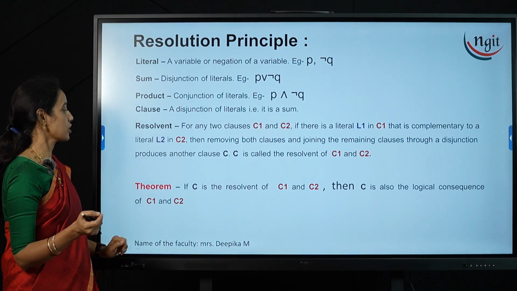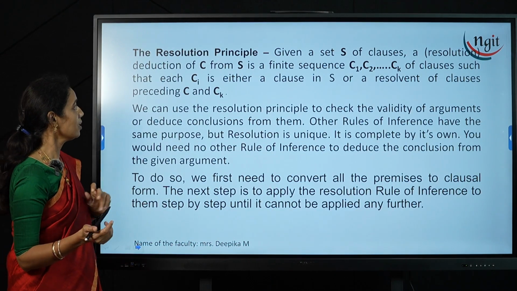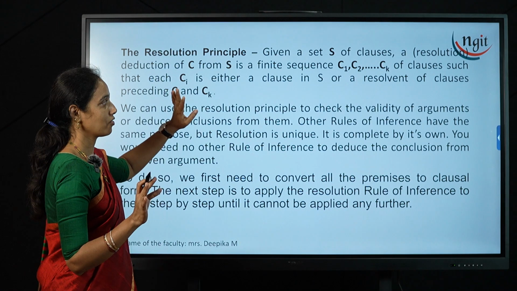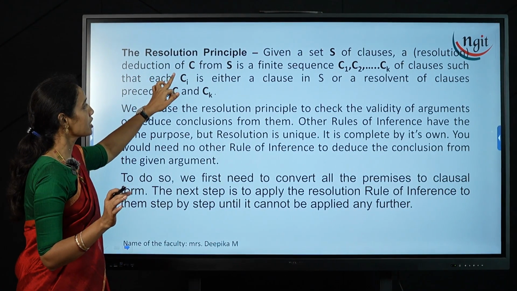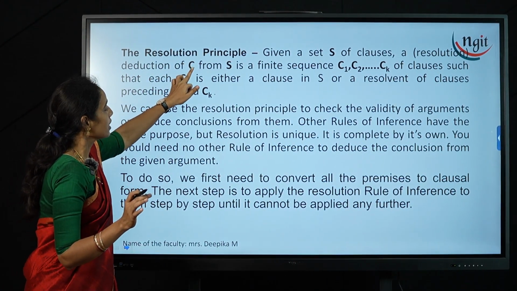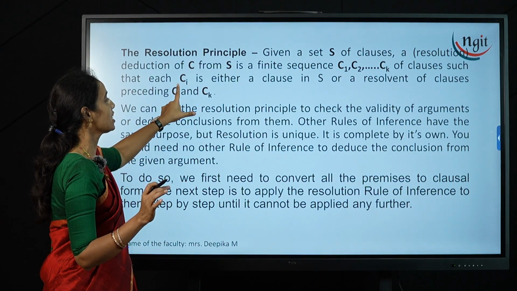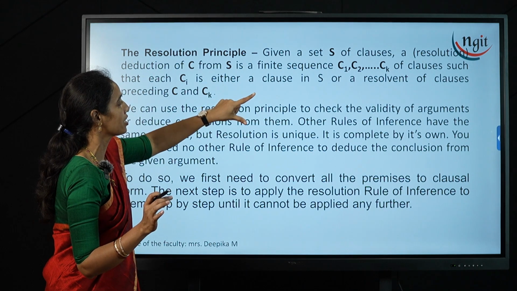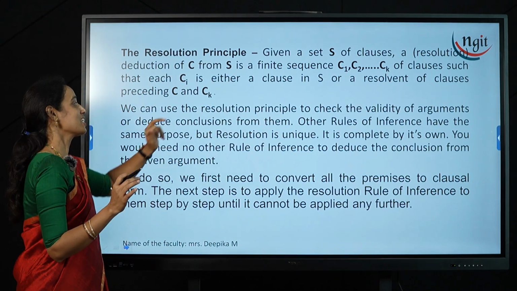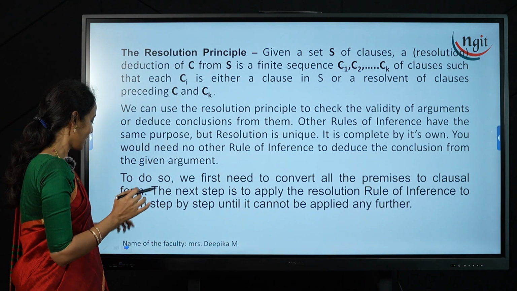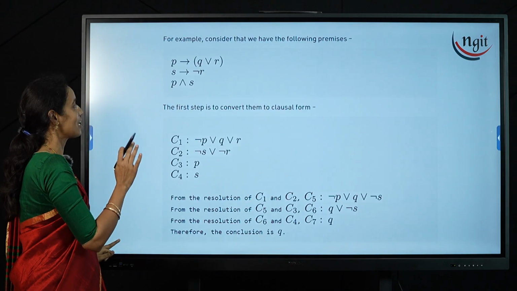See here what the resolution principle is: given a set S of clauses, the derivation of C from S is a finite sequence of clauses such that each Ci is either a clause in S or a resolvent of clauses preceding it. If I just keep on reading this, you can't understand. So let us discuss one example.